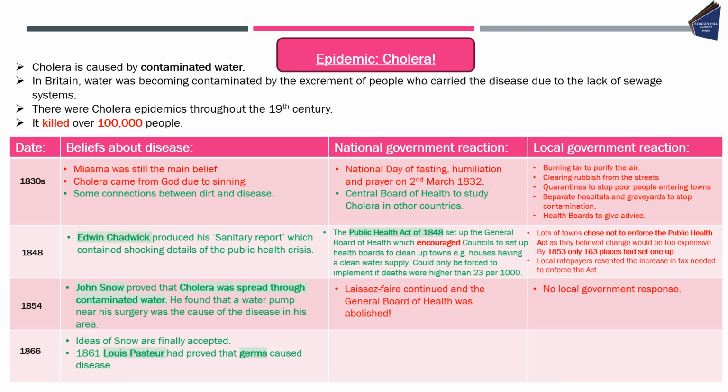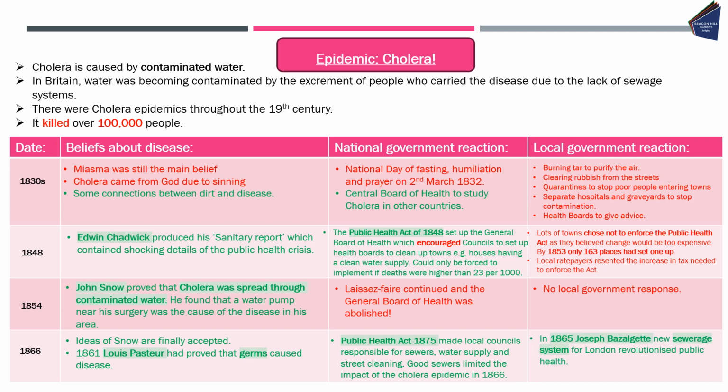So in terms of national government reaction as a result of that, we have the Public Health Act of 1875, which follows, which made local councils responsible for sewers, water supply and street cleaning, and good sewers limit the impact of the cholera epidemic in 1866. So we definitely see a move in the right direction. And in 1865, in terms of local response, Joseph Bazalgette introduces a new sewerage system for London, and this completely revolutionises public health and reduces the spread of disease.